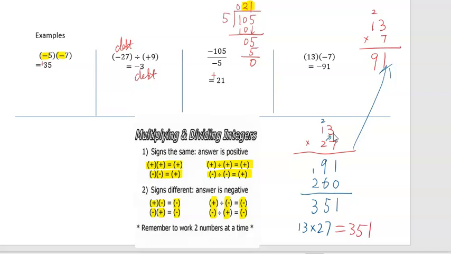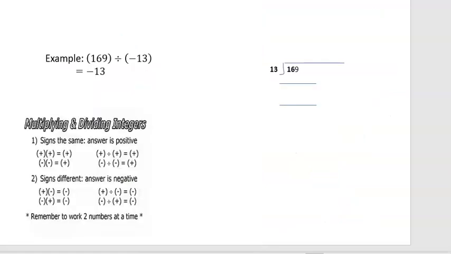Now for division, again, in this one I'm only dividing 105 by one digit, which is a little easier. If there are two digits, for example, 169 divided by negative 13, first I determine the sign. Positive divided by negative is negative. Now I just need to do 169 divided by 13.